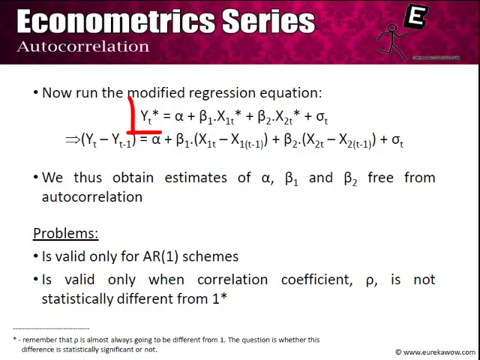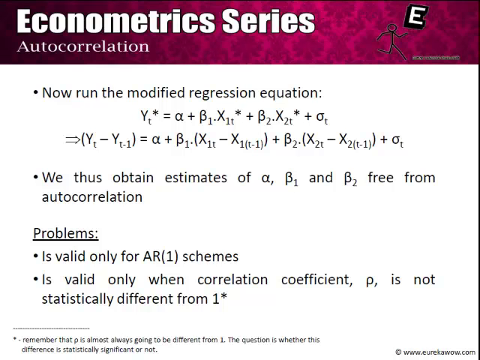We now run a modified regression equation, which is yt star equals alpha plus beta 1 x1t star plus beta 2 x2t star plus sigma t. When we expand and write it, we see that it is essentially running a regression between the first differences now, instead of the actual variables. We thus obtain estimates of alpha, beta 1 and beta 2 which are free from autocorrelation.